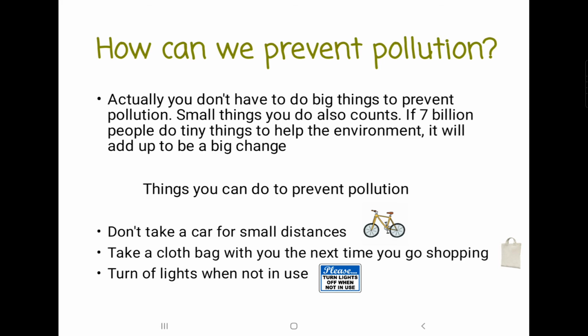So the things you can do to prevent pollution are: don't take a car for small distances, use a bicycle instead. Take a cloth bag with you the next time you go shopping to decrease the usage of plastic bags. And turn off lights when not in use. So these are just a few examples. There are a lot of things you can do to prevent pollution.